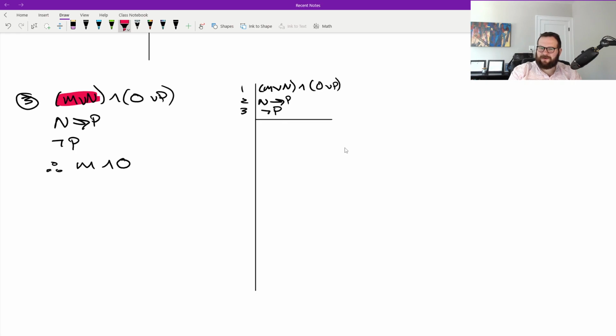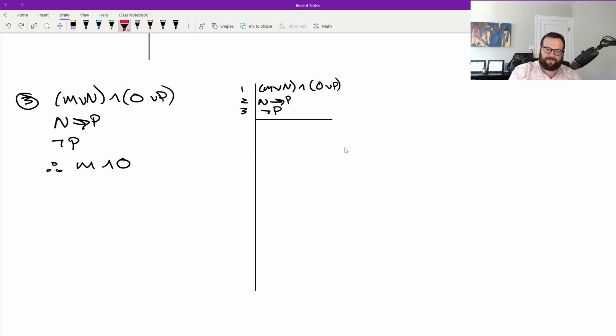But in order to get M from that, I'm going to need to show that N is false. That would allow me to do disjunctive syllogism in order to get M. So can I prove that N is false? That's my new goal. Well, yeah, I can. N appears here as part of a conditional, and I see on line 3 that the right side of that conditional is false, which means, using modus tollens, the left side has to be false. Okay, great. I've got a path for M.